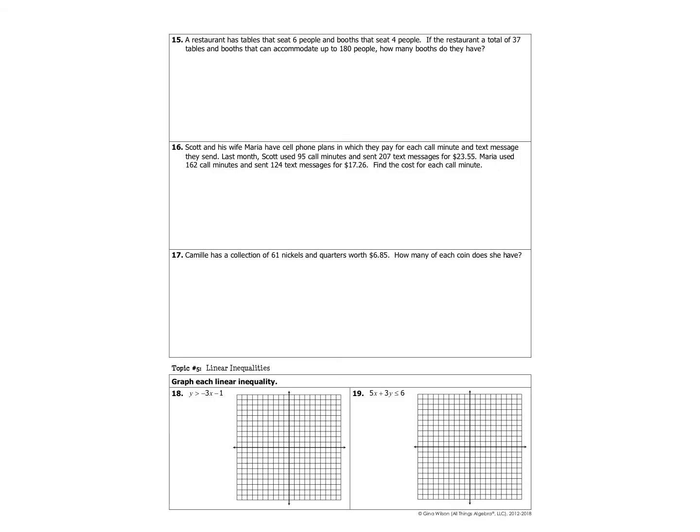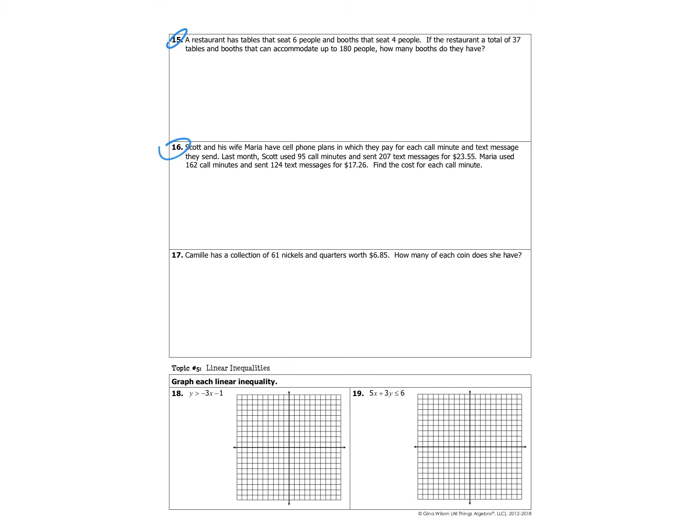So anyway, 15 and 16 are for your homework. Try those. They're just like 13 and 14, the same types of equations, the way you set them up. Number 15, x is the number of 6-person tables, y is the number of 4-person tables. So x plus y equals 37, 6x plus 4y equals 180. And in 16, x equals the cost for each call minute, y equals the cost for each text message. This is just like number 13.